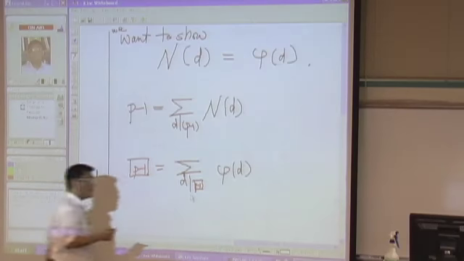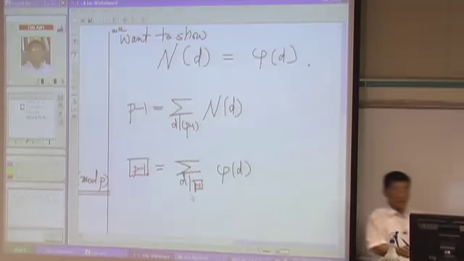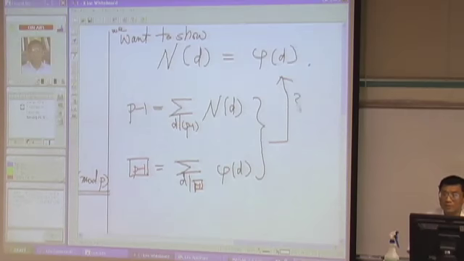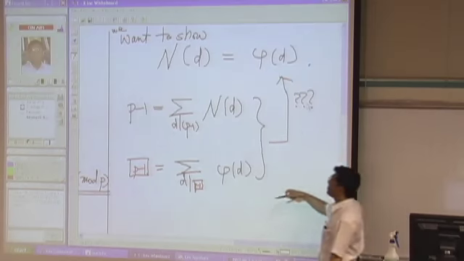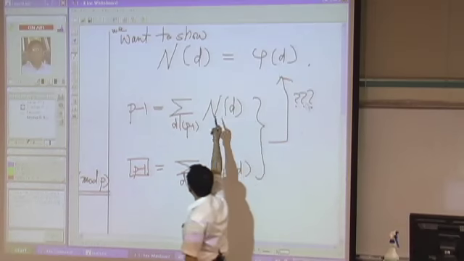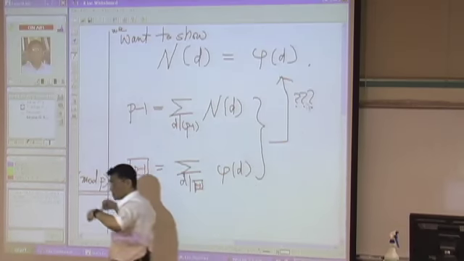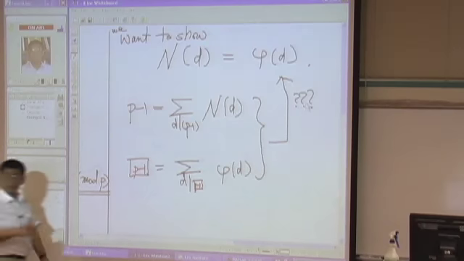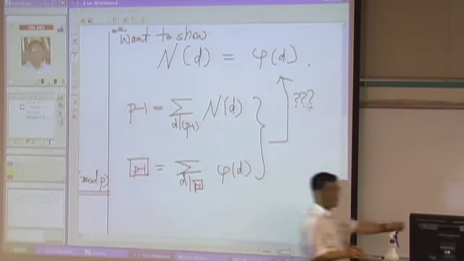So what we want to show is, under this condition, getting this one. We want to show this fact. The other direction is trivial. If n of d is phi of d, then the sum is the same. The other direction is trivial. But we want to go in reverse. So what is the situation that we want to avoid? We want to avoid this kind of situation.